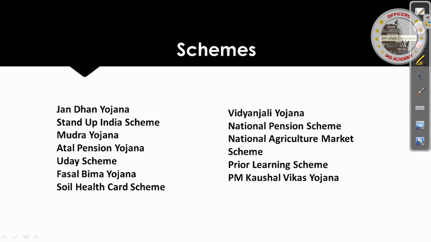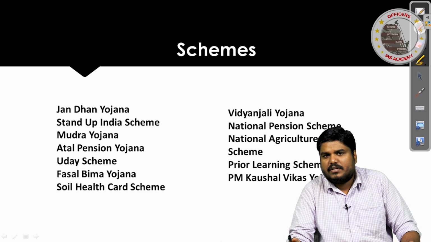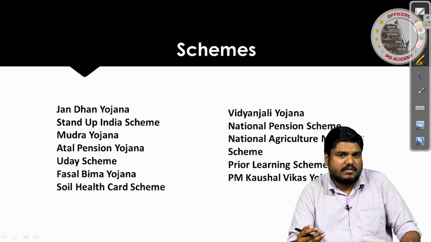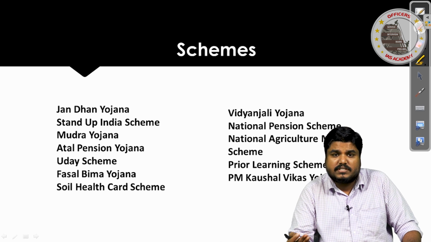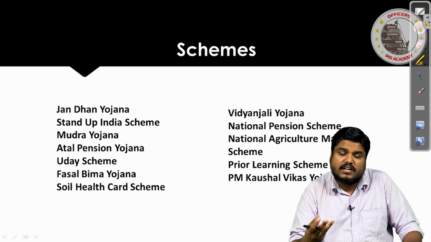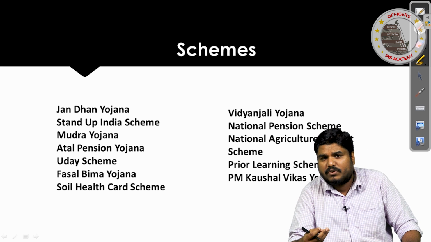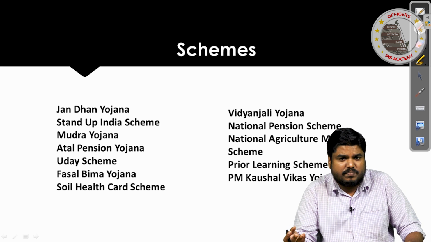So, these are the schemes, say for example, Jan Dhan Yojana, Stand Up India scheme, Atal Pension Yojana, PM Kaushal Vikas Yojana, these are the schemes which UPSC asked in the last 5 years, right. Just pause the video and make a note of these schemes. It will be very helpful because UPSC is repeating the questions in many years, and based on the previous year's questions content also we can definitely solve the future questions which is going to be asked in the UPSC, right.